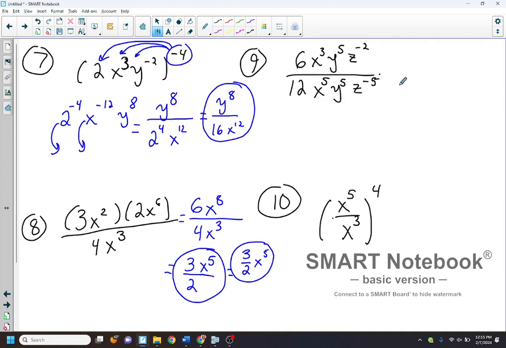All right. Number 9 is, I would say, the hardest one. This would be the last question of your test. It's very annoying, but it's the most busy question. So we do one piece at a time.